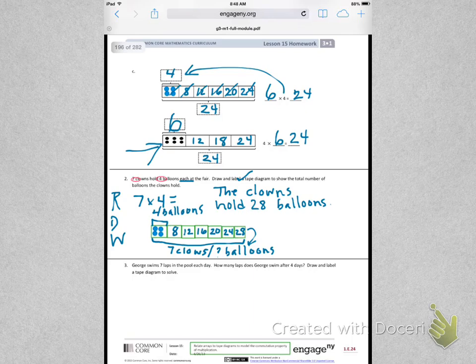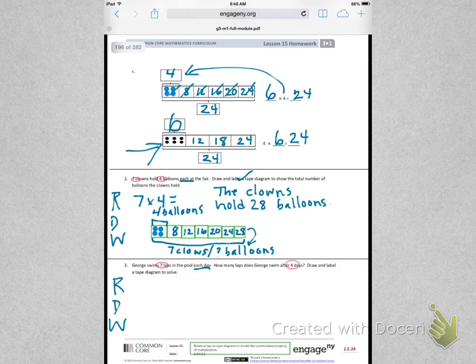Let's look at the final problem. Number 3. George swims 7 laps in the pool each day. How many laps does George swim after 4 days? Draw and label a tape diagram to solve. Again, we're going to use our RDW strategy. First, we're going to read. He swims 7 laps each day. Each day sounds important. How many laps does George swim after 4 days?